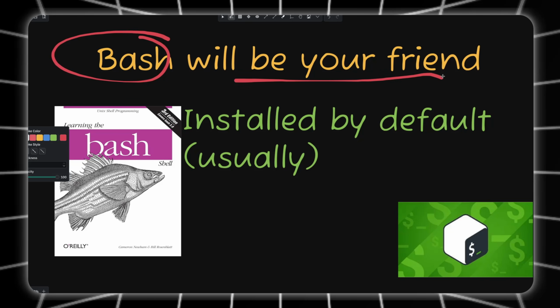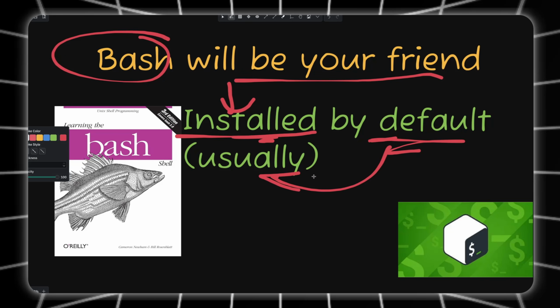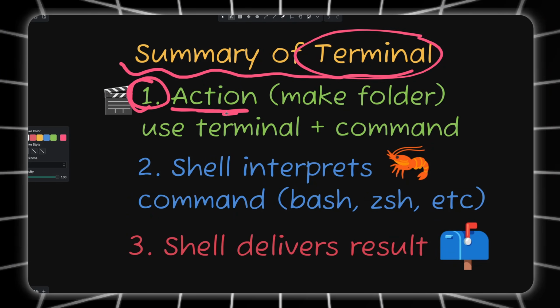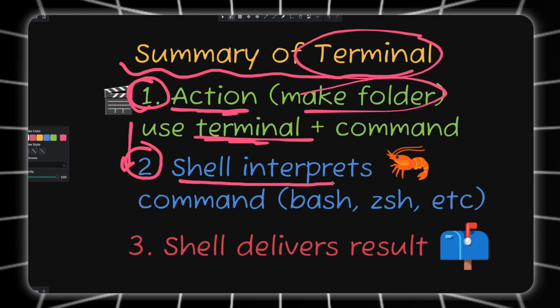However, the bash shell will typically be installed on your system out of the box on most distros. So let's summarize this segment. Number 1, we have an action that we need to complete, so we use the terminal. Number 2, we have a shell which takes our commands along with any other additional arguments and understands them. Number 3, the shell delivers the result.